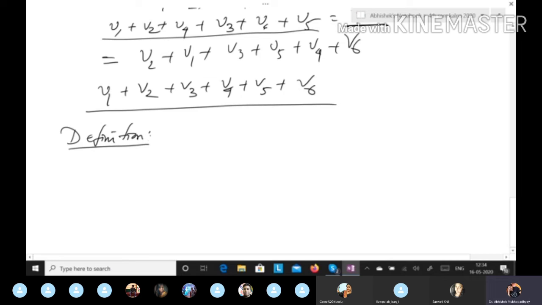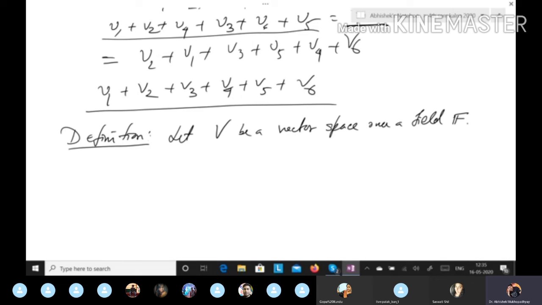Suppose, let V be a vector space over a field F. So you must write down each time, whenever you are considering a vector space, that it is a vector space over a field. That is important, because we need to consider the scalar multiplication with respect to this field.